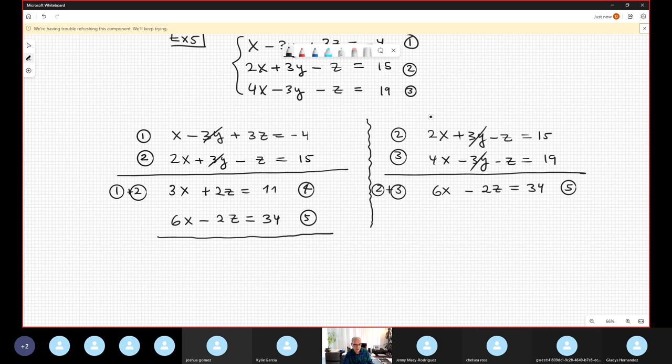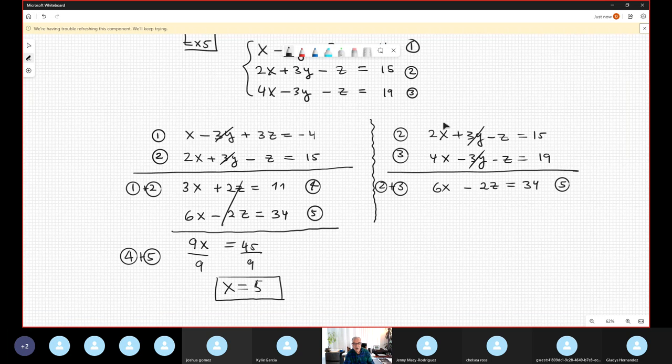Let's see, adding now equation 4 plus equation 5. This is 9x. This cancels out. Super cool. And it's 45. 11 plus 34 is 45. Divided by 9 on both sides, and so we get x, sorry, x is equal to 5. X equal 5.